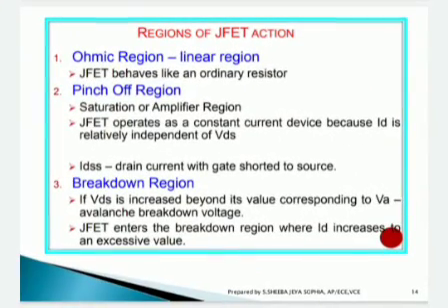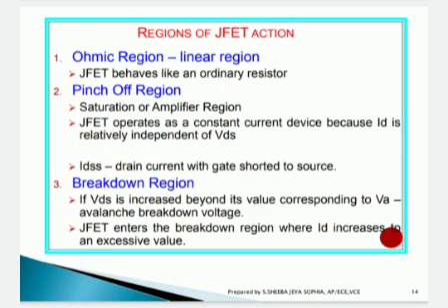So as I have mentioned, there are 4 major regions of JFET action. The first one is the ohmic region, that is the linear region, in which the JFET behaves like an ordinary resistor. The second one is the pinch off region, that is the saturation or amplifier region. Here the JFET operates as a constant current device because ID is relatively independent of VDS, and IDSS is the drain current with gate shorted to source.